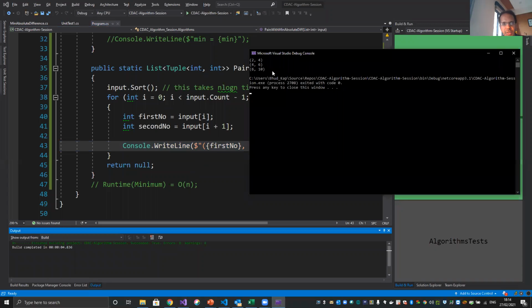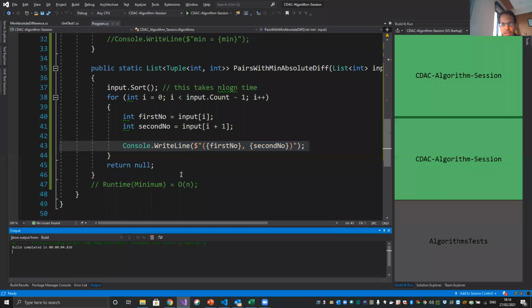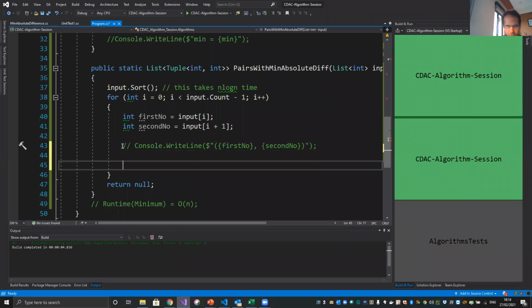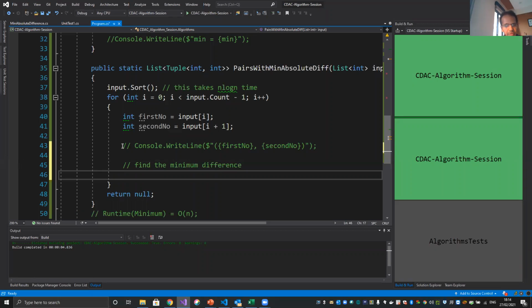Okay, so you see that we're getting the pairs right. Now the next step would be that we get the difference, isn't it? So now we say find the minimum difference. So how are you going to do this? We already have the pair in our hand. We know the first number and second number basically make a pair, right? So we can take the diff.